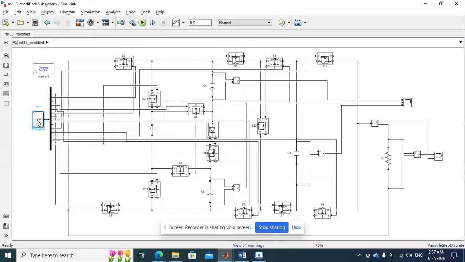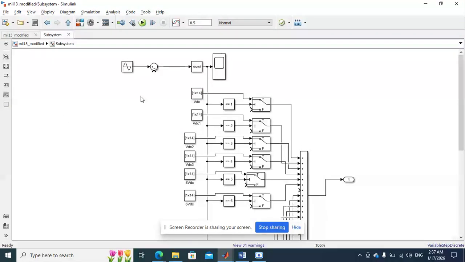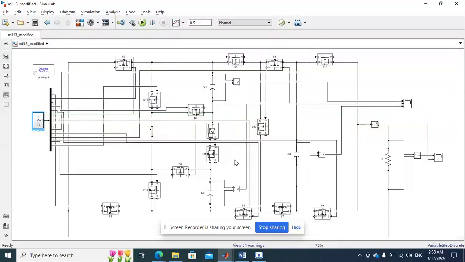Here we are using the switching technique of nearest level control. From the sine wave the levels are generated, and for each level the corresponding switching patterns are followed. For level 1, level 2, level 3, level 4, like that, for each level corresponding switching patterns are followed, and that will be provided to the switches.